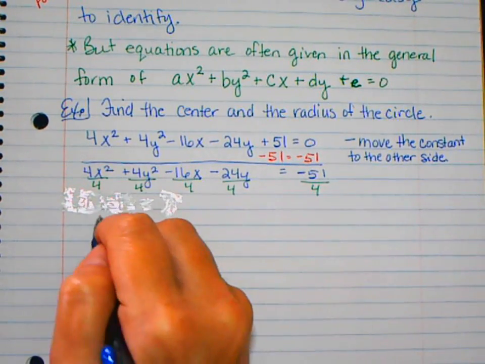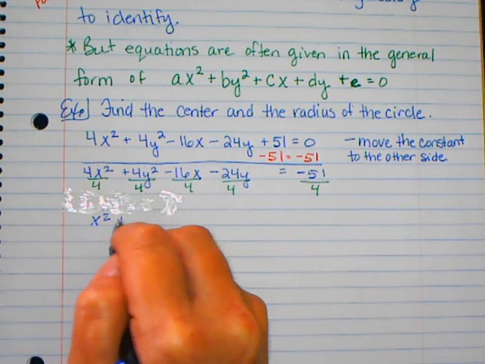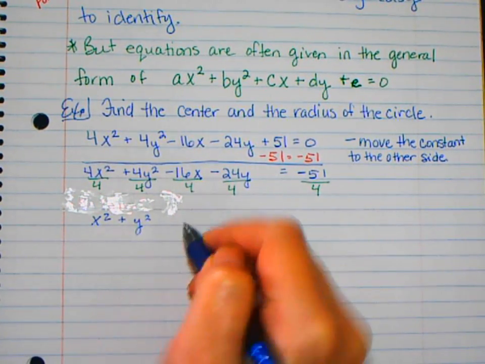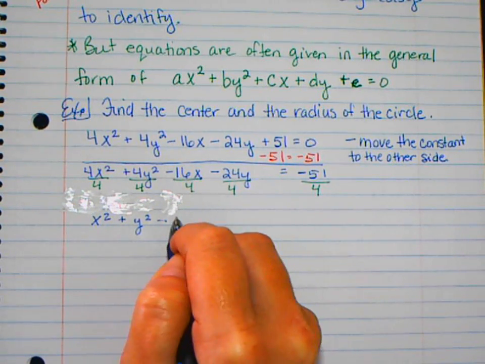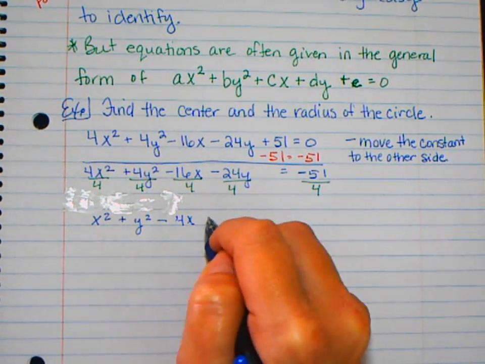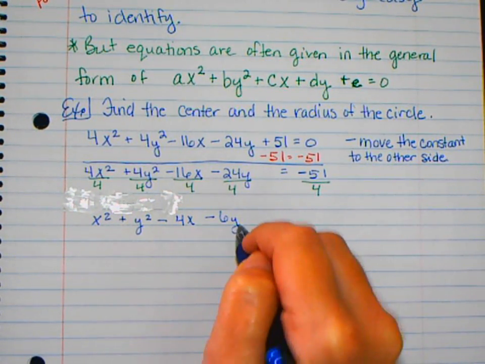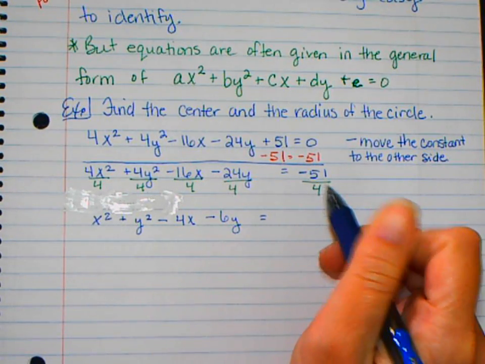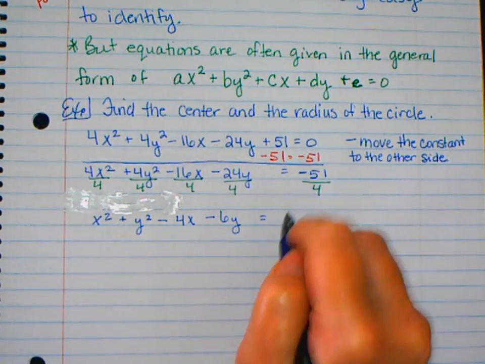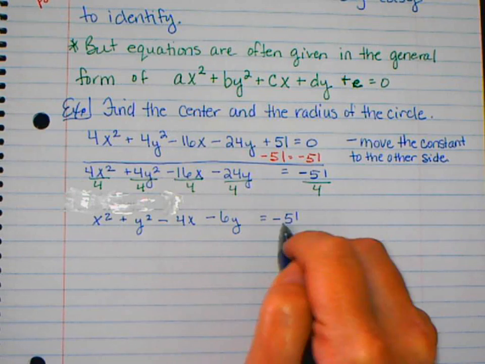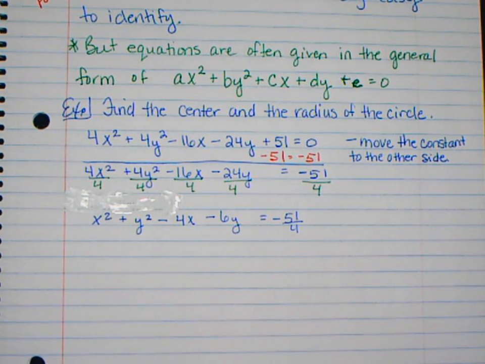Alright, so we got x squared plus y squared minus 4x minus 6y equals, and I'm just going to leave that as negative 51/4, okay? I'm not going to try and simplify that. I don't want a decimal. We'll just see in the end what we need to do to it, but right now just leave it as a fraction, okay?